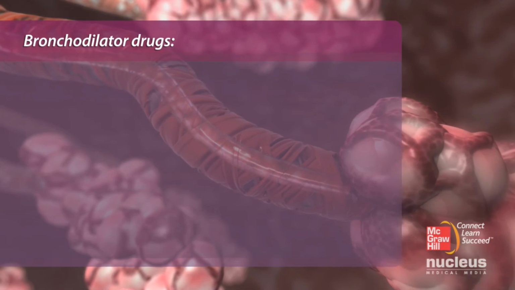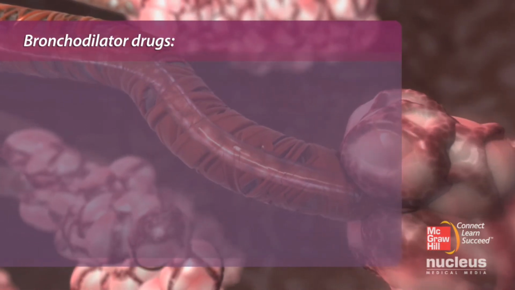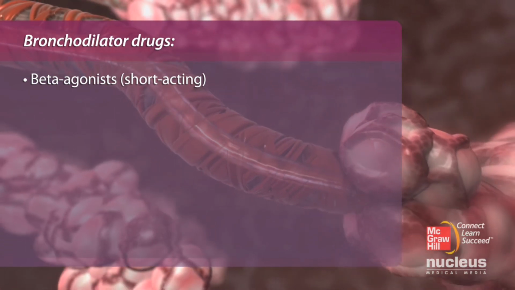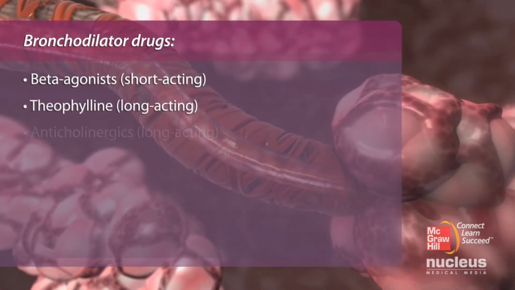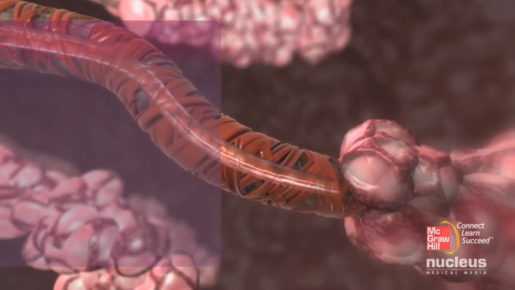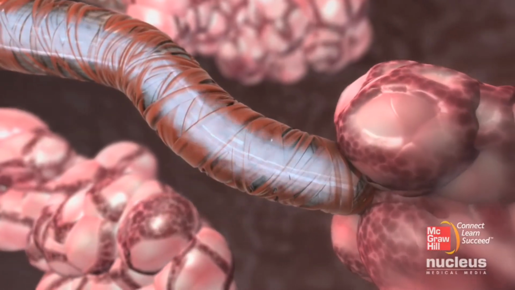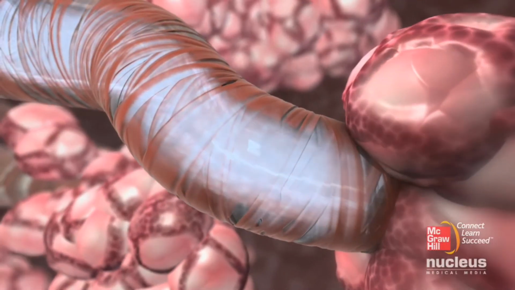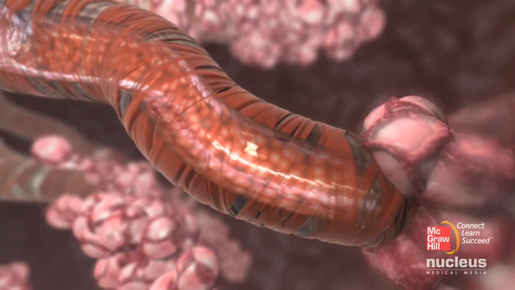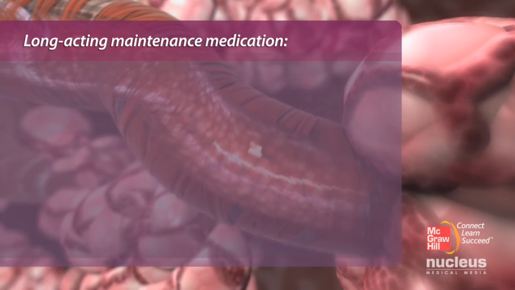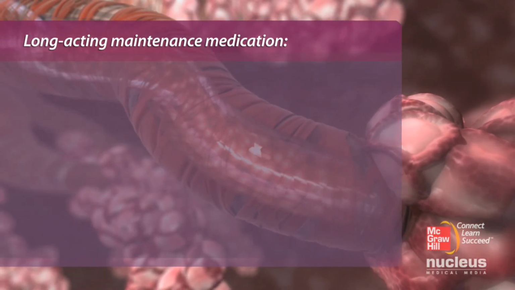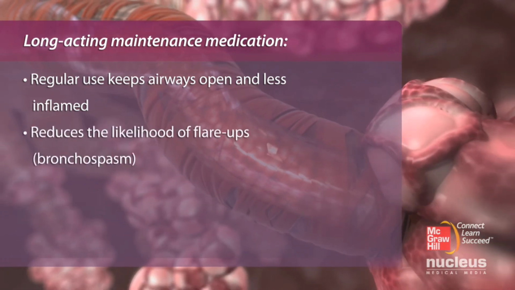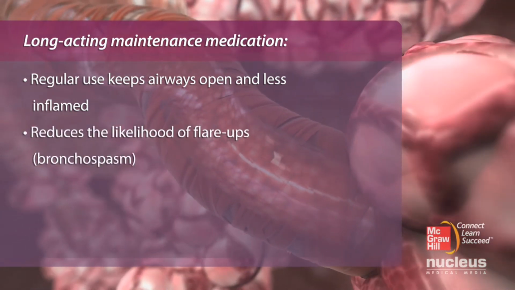Bronchodilators are either quick relief rescue medications, such as short-acting beta agonists, or long-acting maintenance medications, such as theophylline and anticholinergics. These drugs cause the bronchial smooth muscle to relax quickly or gradually over a longer period of time. Regular use of long-acting maintenance medication is critical in keeping your airways open and less inflamed. This reduces the likelihood of asthma flare-ups.